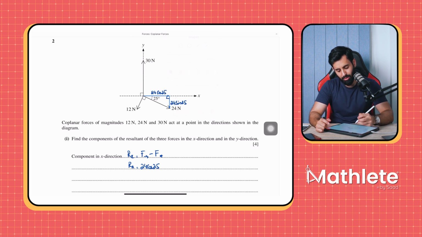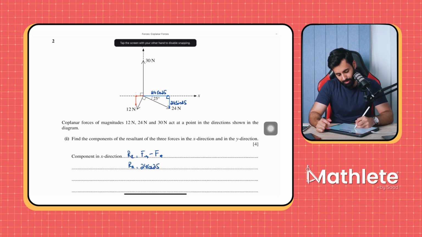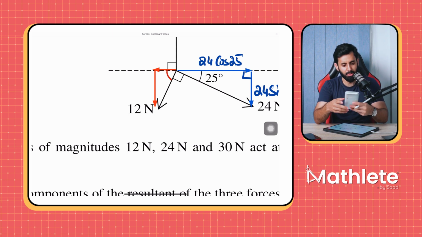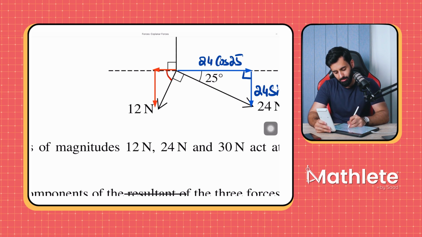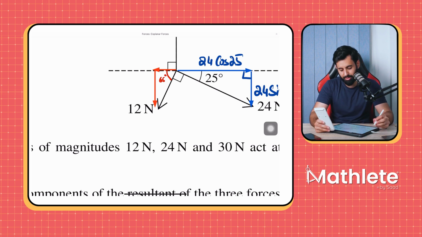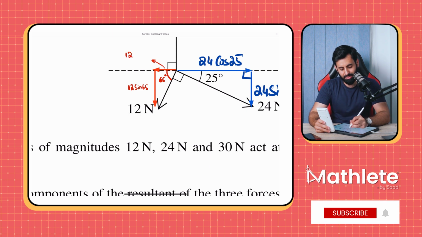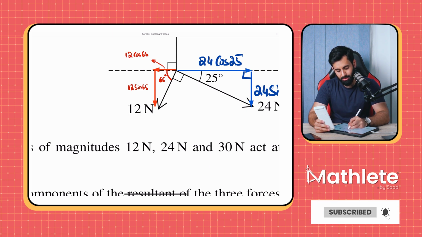Now let's resolve the 12 Newton force, which will have a horizontal component in this direction and a vertical component in this direction. Okay, now, if you notice, we don't have this angle over here. So is that a problem? Not really. We can work it out. That's not a big deal. So 180 minus 25 minus 90 will give us this angle, which is 65 degrees. Now, the vertical component, which is acting downwards, will be 12 sine 65, and the horizontal component, because it's the adjacent side, will be 12 cos 65.